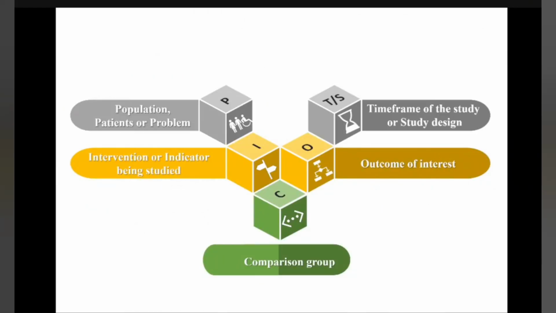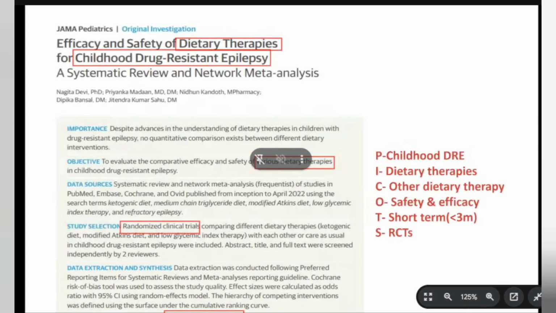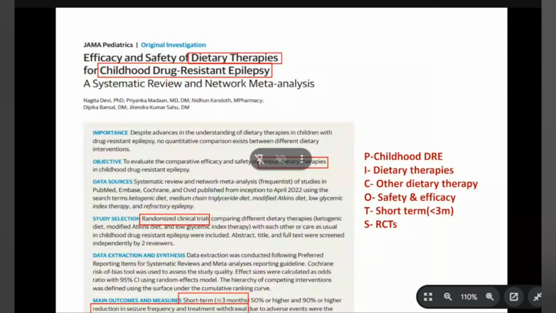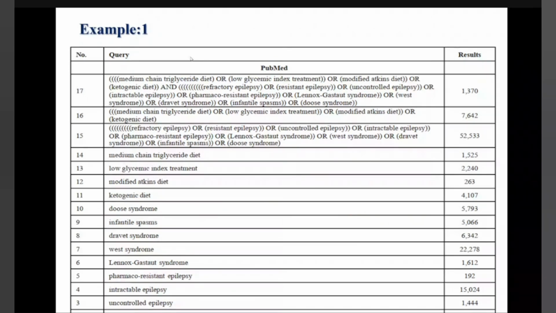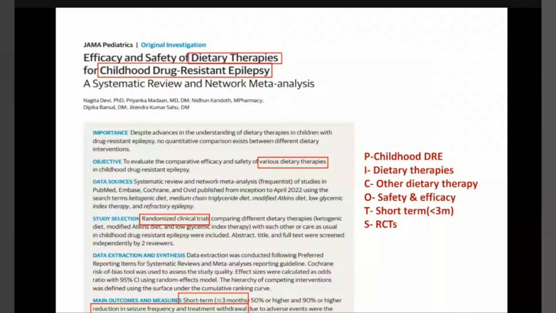I have already explained the PICOT format. So this is one example of PICOT format. We want to check the efficacy and safety of dietary therapies in childhood drug-resistant epilepsy. So here the population is childhood drug-resistant epilepsy patients. The intervention is dietary therapies. The comparator might be usual care or the other dietary therapies that have been given. Here they have given various dietary therapies. Then the outcome is safety and efficacy.